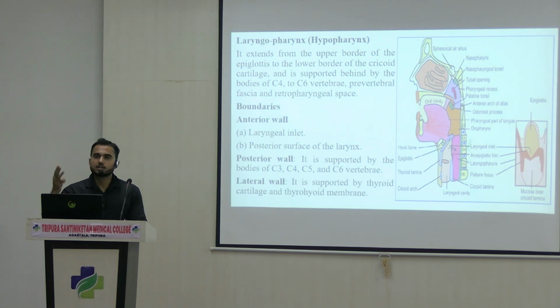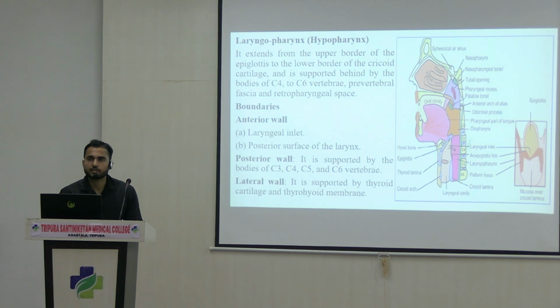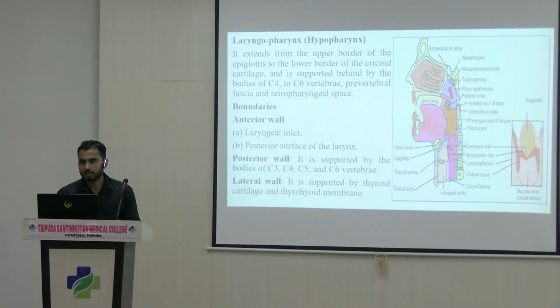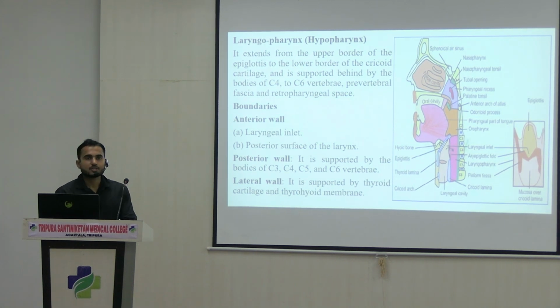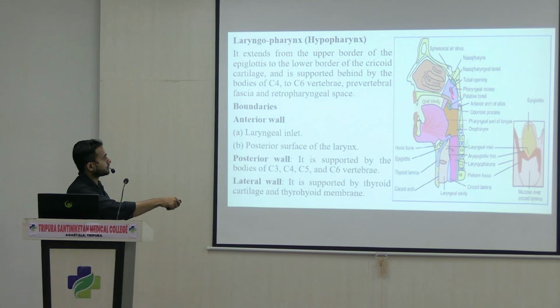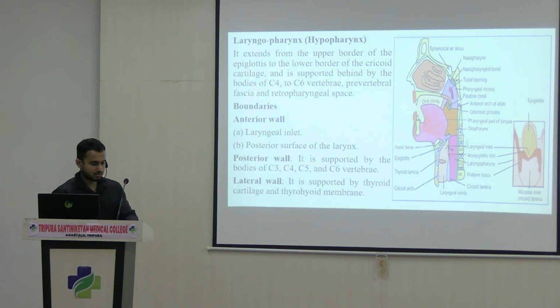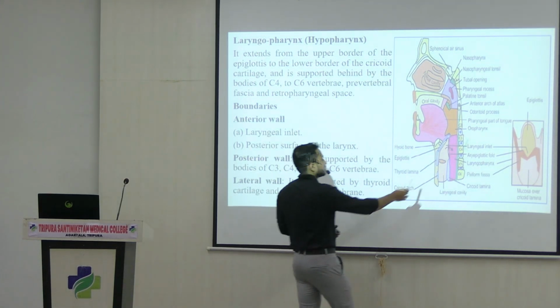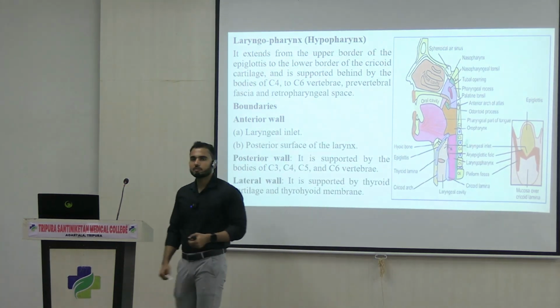Anyway, so 3 subdivisions are there. First we have discussed the nasopharynx, then the oropharynx. Next is the laryngopharynx. Okay, laryngopharynx is also called hypopharynx. Now I will request you to look at this diagram. These parts we have already done. Now we are in the laryngopharynx, this part. So we will be discussing the laryngopharynx.